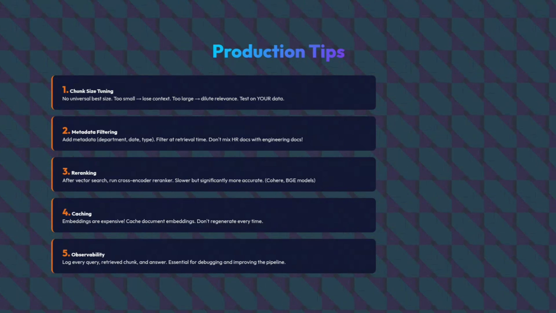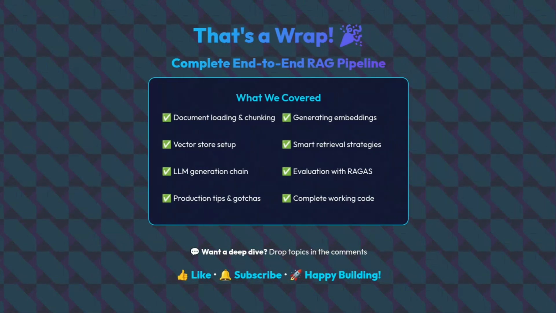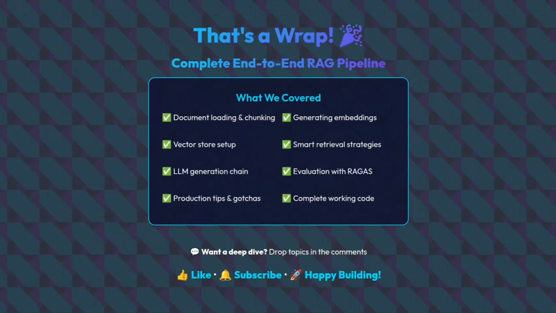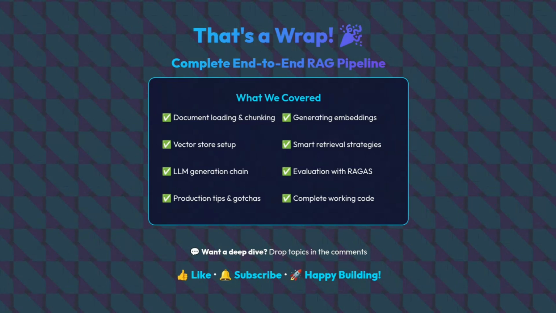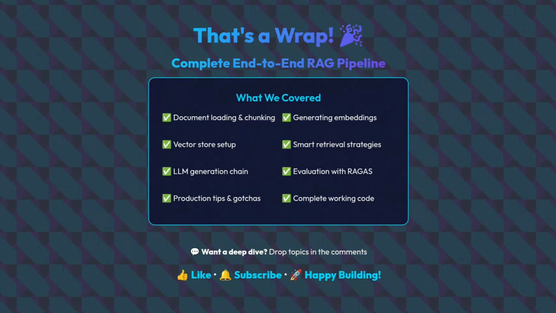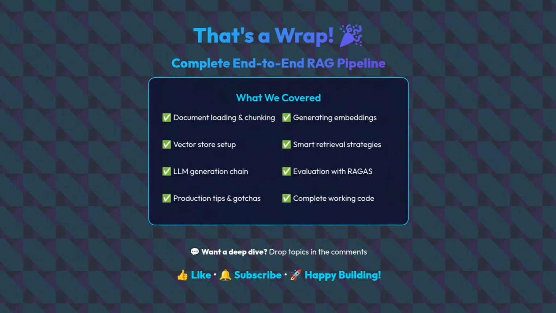And that's a complete end-to-end RAG pipeline, from raw documents all the way to a grounded, production-ready Q&A system. To recap, we covered document loading and chunking, generating embeddings, storing them in a vector database, smart retrieval strategies, building the generation chain, evaluation with RAGAS, and production tips.